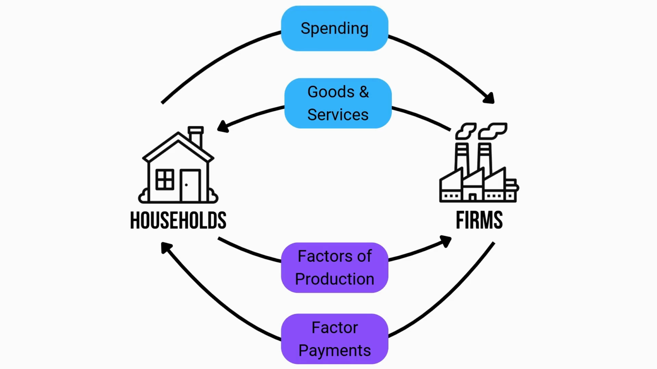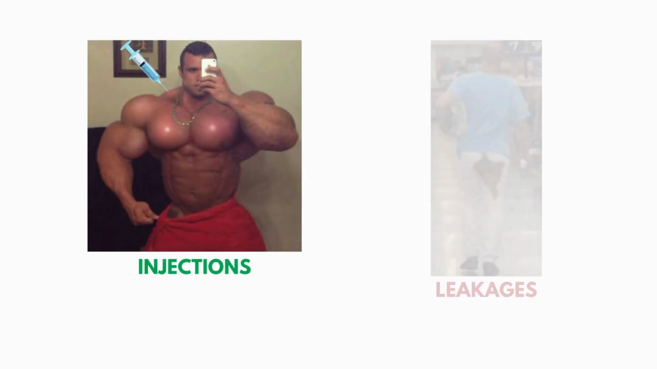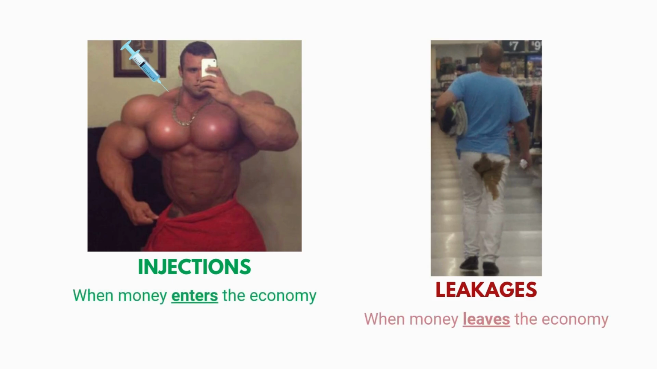Now, this is a simplified version of the diagram done. Let's move on and add some more stuff to it to get the more complicated version. To do that, we'll need to introduce the concept of injections and leakages. Injections are flows of money that enter an economy, and leakages are flows of money that exit the economy. Now, how might money enter or leave the economy?